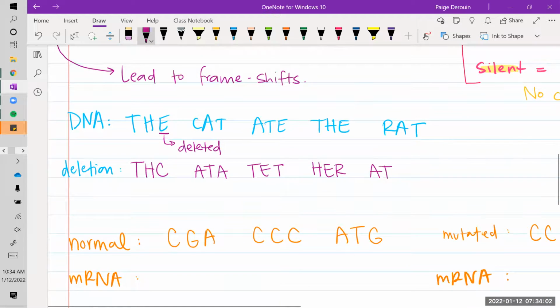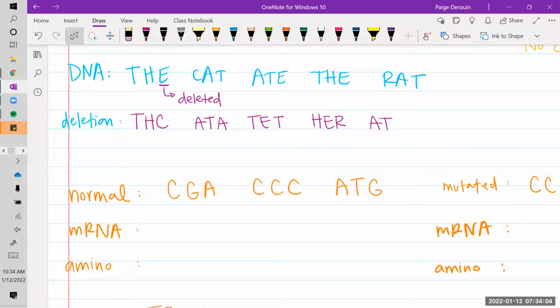Now, see how this doesn't make any sense now? This is a frame shift because every letter shifted over by 1. And because it shifted over by 1, none of the right things are going to actually be coded for. Yeah, Reese. The last codon just wouldn't code for anything. Yeah. So you would only have an amino acid chain of 4, where you were supposed to have a chain of 5. And probably none of them are going to be what you wanted them to be.